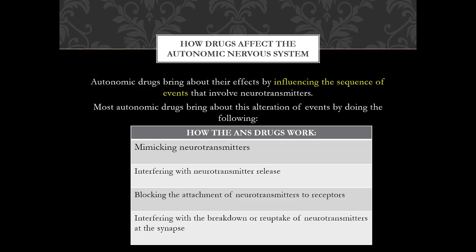So if you remember, what are those things that break down the neurotransmitters at the synapse to allow them to go back to the axon of the pre-neuron? That would be things like acetylcholinesterase, monoamine oxidase, or COMT, catechol-O-methyltransferase. Interfering with the breakdown by those particular enzymes will keep the neurotransmitter at the receptor site.